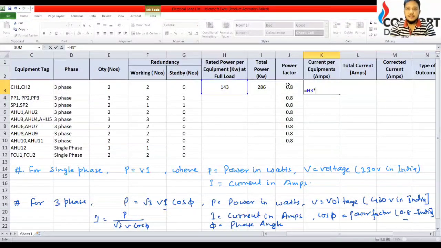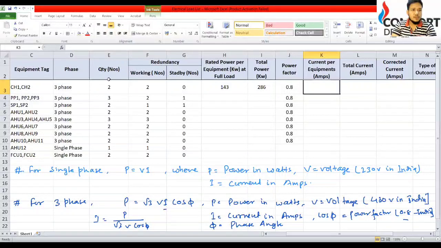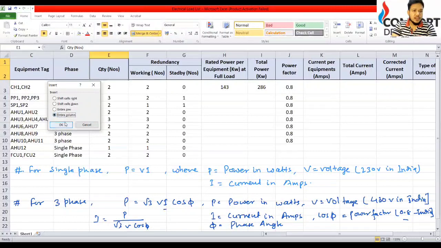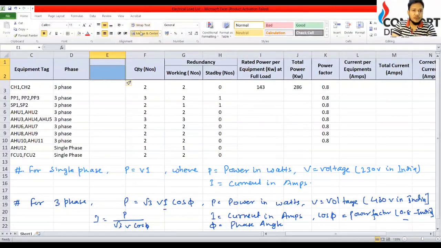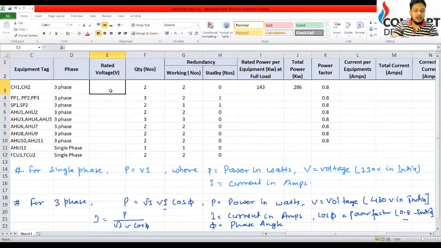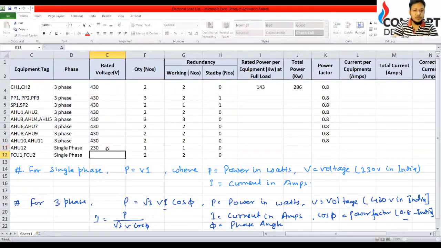It's better, just hold on, we can add one more column here and write the rated voltage also. That will be far better and much clearer, and its value will be in volt. It is 430 volt here, and 230 volt here.